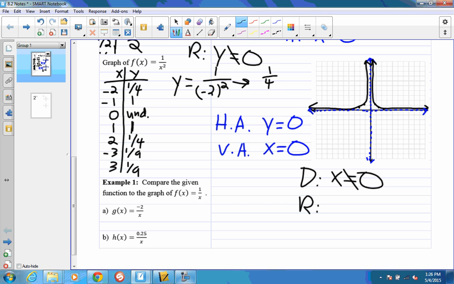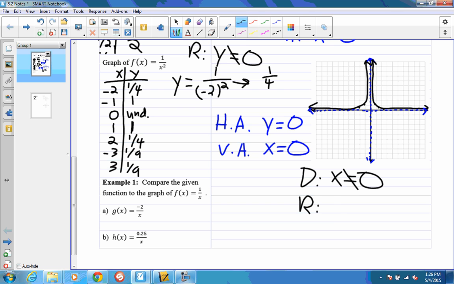Well, we know there's at least one number I can't equal. I can't have 0, right? What other numbers can I have? Nothing negative, right? Since I'm squaring, I can't have any negative numbers. So the easiest way, you could write that x can't equal 0, and also y can't equal 0, and also y has to be positive numbers.